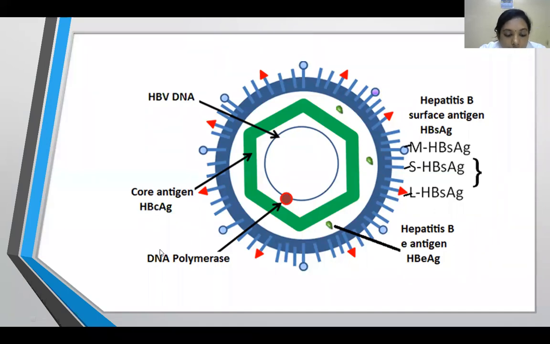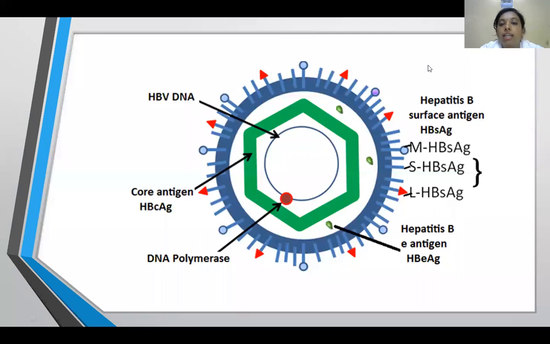Okay, this envelope surrounds the nucleocapsid consisting of the HB core antigen complexed with the virally encoded polymerase and viral DNA genome. Okay, that is HBV DNA. So these are the main important points.